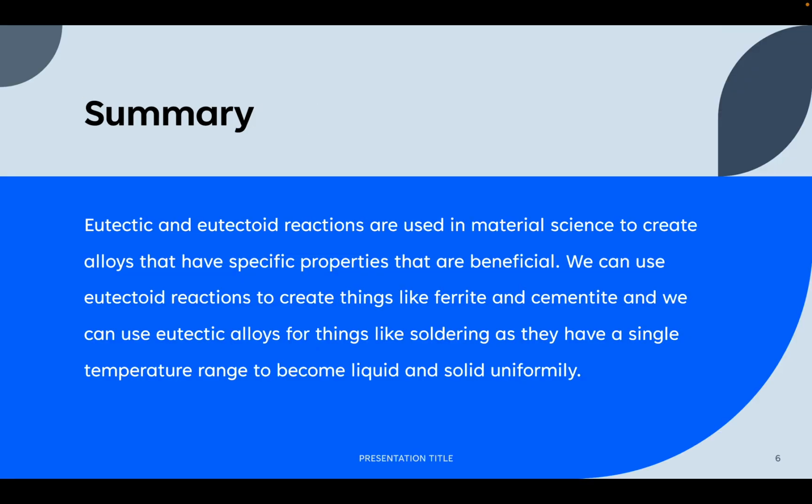So, in summary, eutectic and eutectoid reactions are used in material science to create alloys that have specific properties that are beneficial. We can use eutectoid reactions to create things like ferrite and cementite, and we can use eutectic alloys for things like soldering, as they have a single temperature at which they become liquid and solid uniformly, so they are good things to solder with.